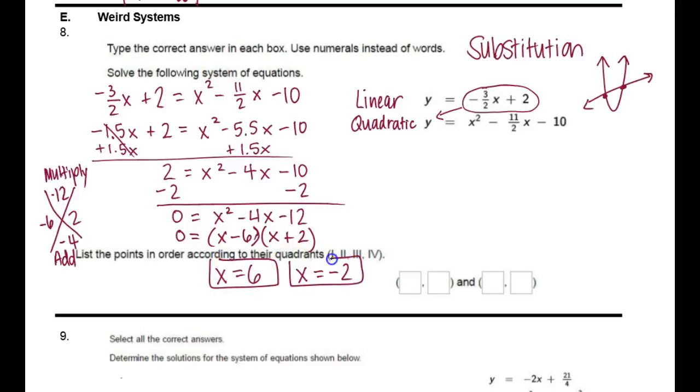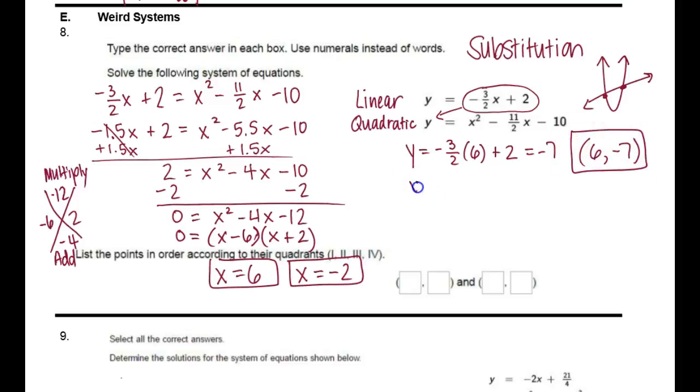Now we want to find our y values. So that means we want to substitute each of those x values in for one of the x's in the original system of equations. Obviously, the linear equation is easier to work with, so let's substitute in positive 6 first for the x. So we have negative 3/2 times 6 plus 2. When you do those operations, you should get negative 7. So that means our first intersection point is 6 comma negative 7.